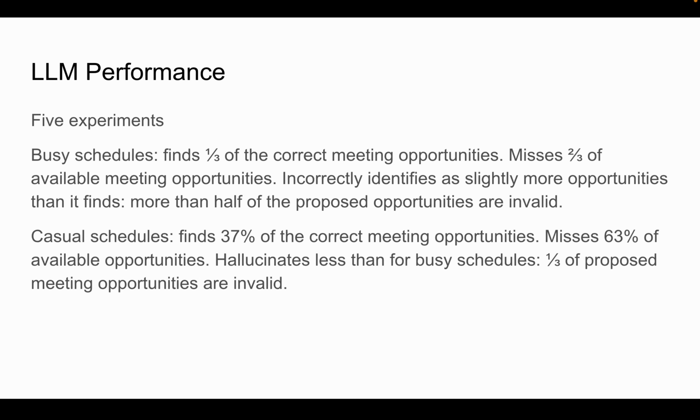For the less busy schedules, the casual schedules, it finds more than a third of the correct meeting opportunities, but it hallucinates a little bit less, so that a third of the proposed meeting opportunities are actually invalid.